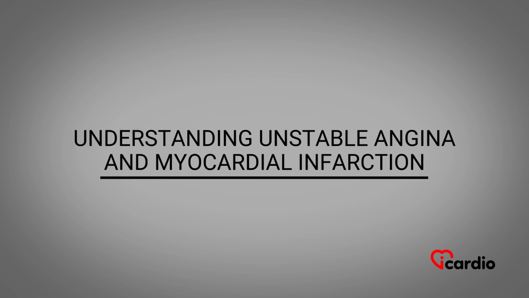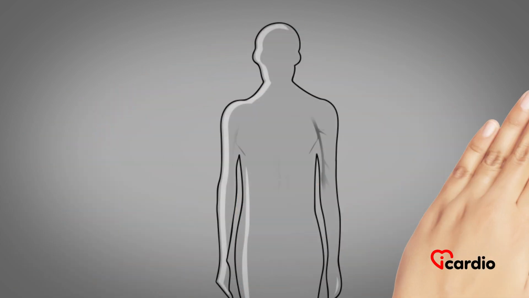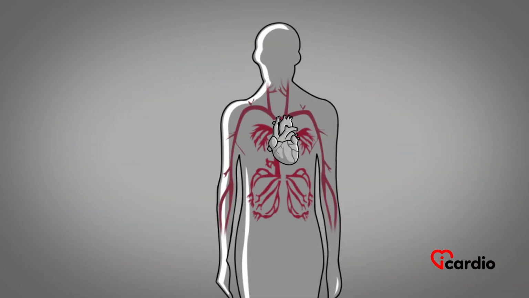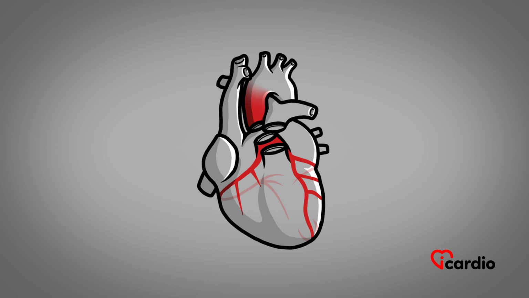Understanding unstable angina and myocardial infarction. The heart is a muscular pump located at the center of the thorax between the two lungs. It is the engine of the circulatory system. Its normal functioning is closely tied to its oxygenation.